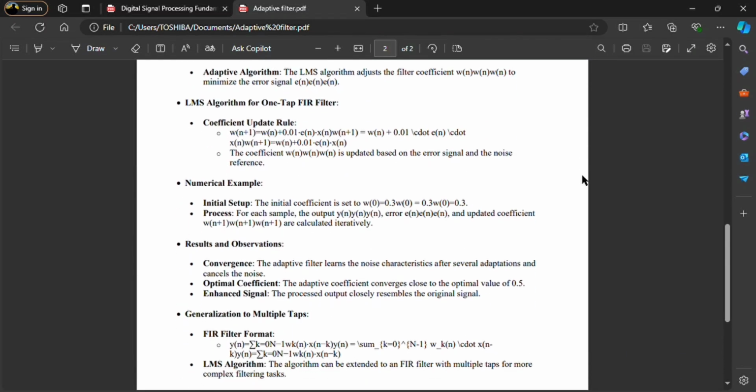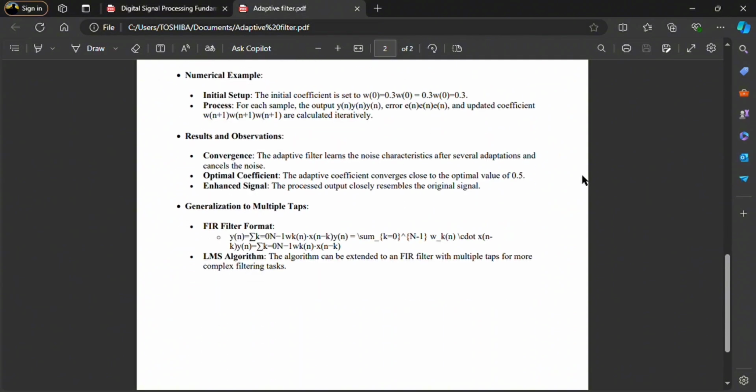Here we have a numerical example in which we do the initial step and then the procedure, and then we move to results and observations. Convergence: the adaptive filter learns the noise characteristics after several adaptations and cancels the noise. Optimal coefficients: the adaptive coefficients converge close to the optimal value of 0.5. Enhanced signal: the processed output closely resembles the original signal.